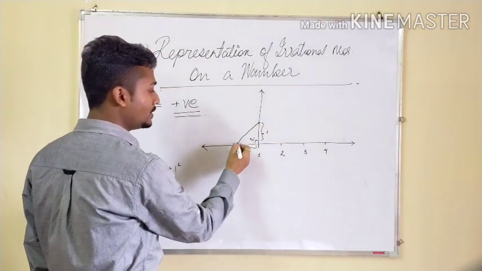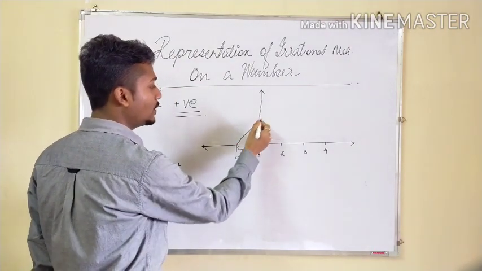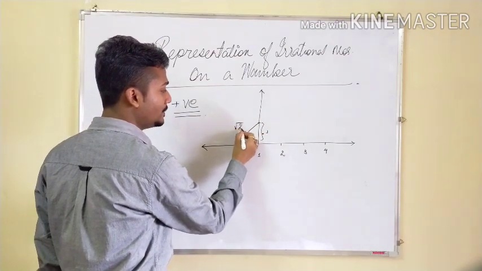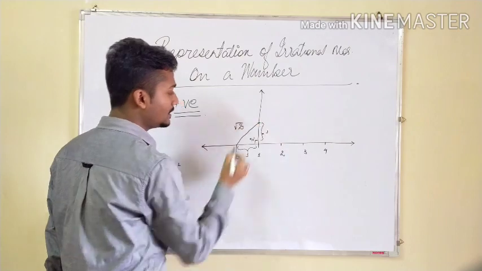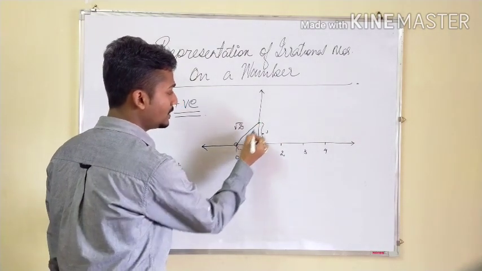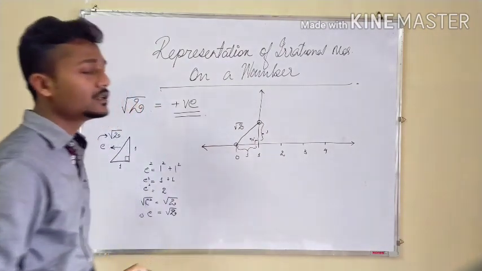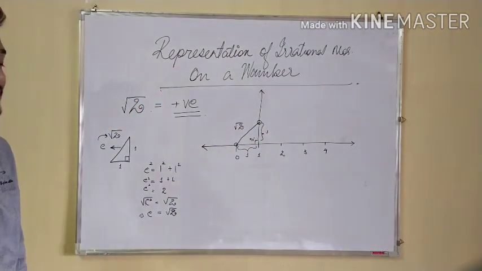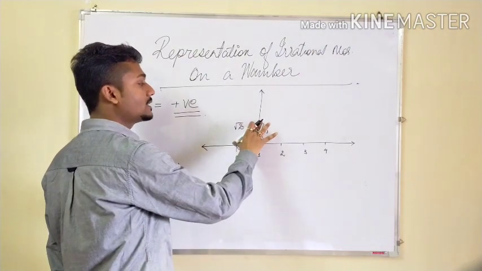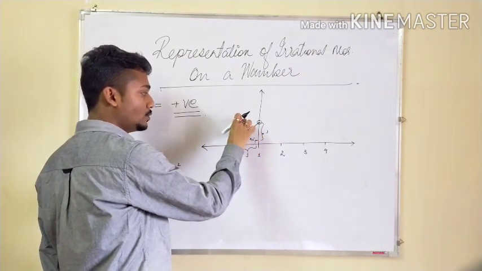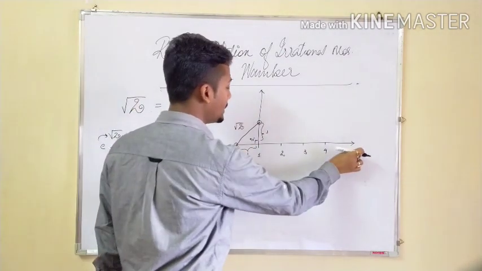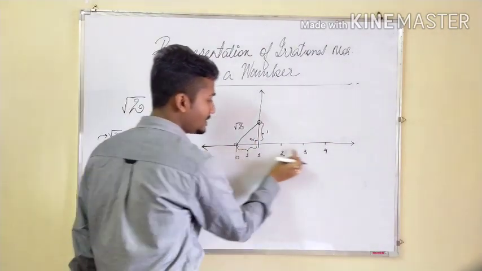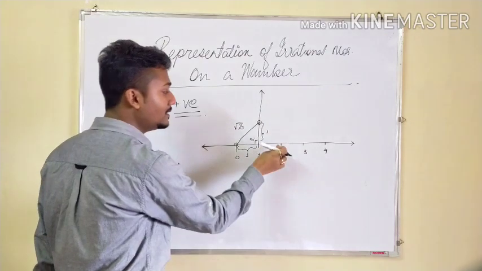That means from here to here, this portion, this is the hypotenuse. What will be the measurement of this? Yes, it will be root 2. That means from this portion to this portion, it is root 2. But I have got this as root 2, and I need to represent root 2 on the number line. Where is the number line? This is the number line, and I have to represent root 2 on it.